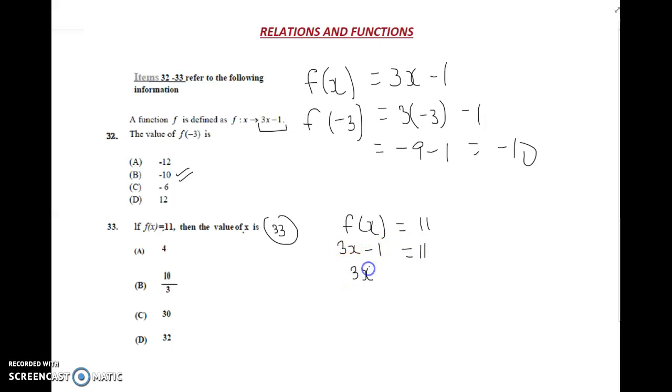So 3x, algebra now, carry across here, put 11, carry across here, minus 1 becomes plus 1. 3x is 12. You need to remember that 3x is the same as 3 times x. Opposite of multiplying by 3 will be dividing by 3. So x is 4, which is E. Right? Cool.